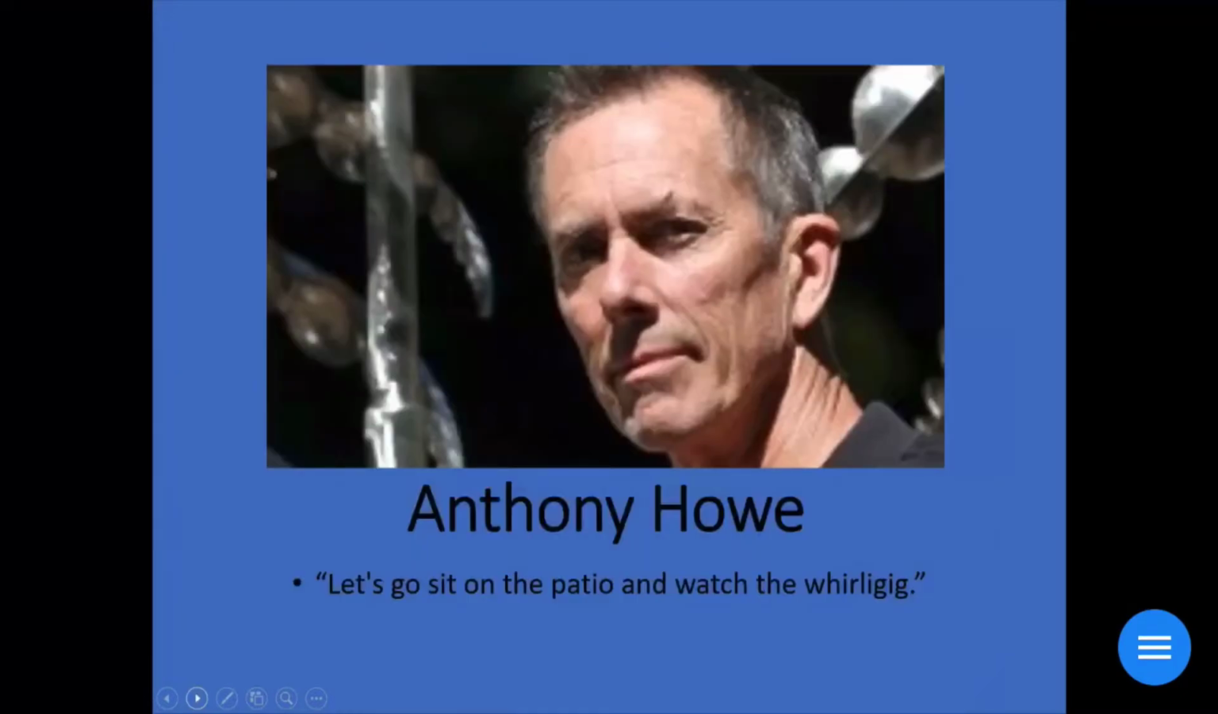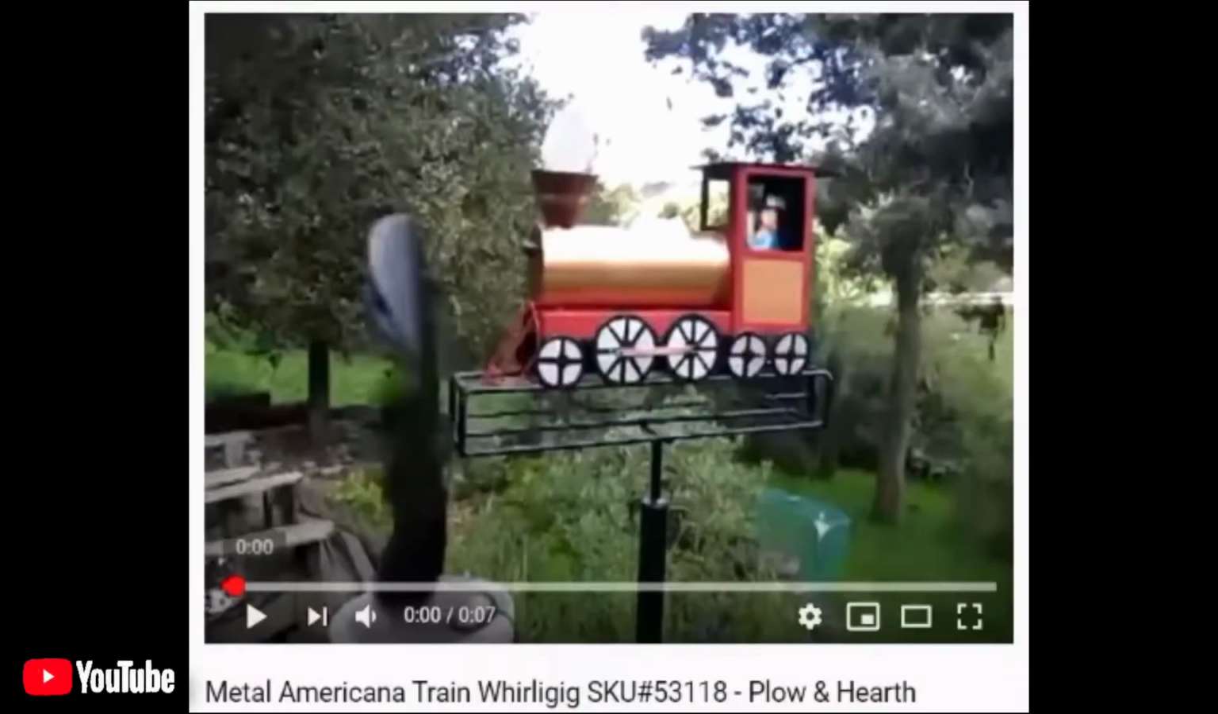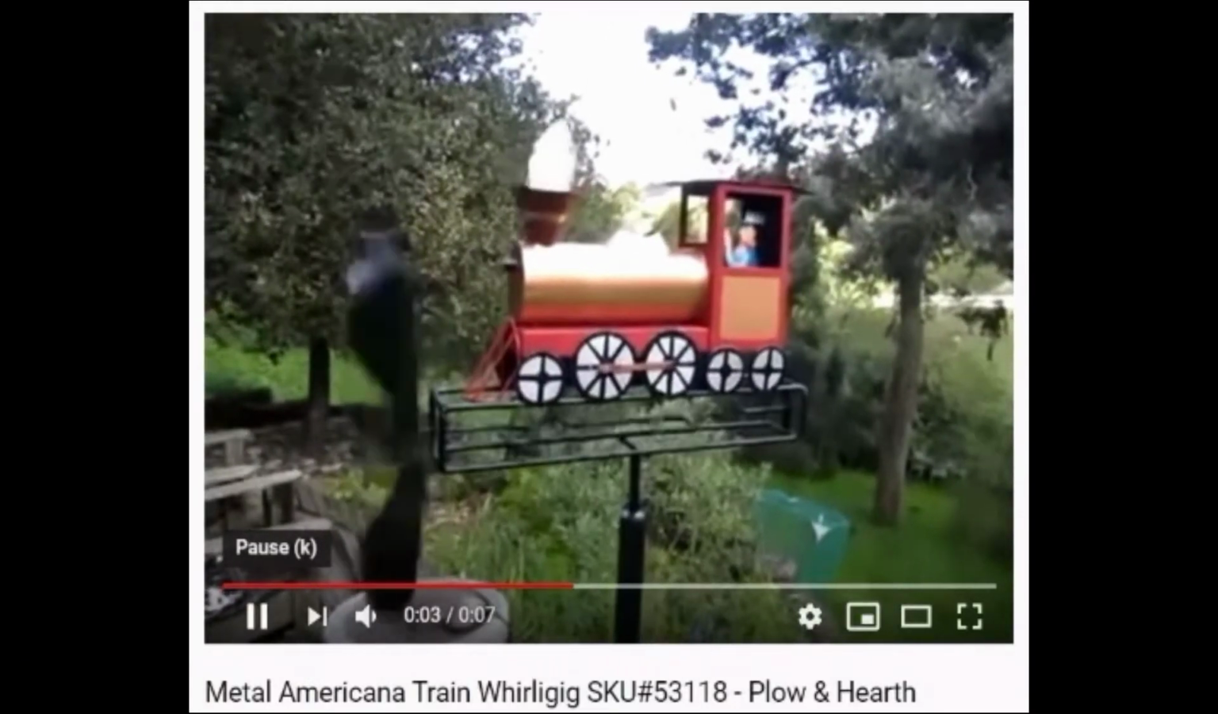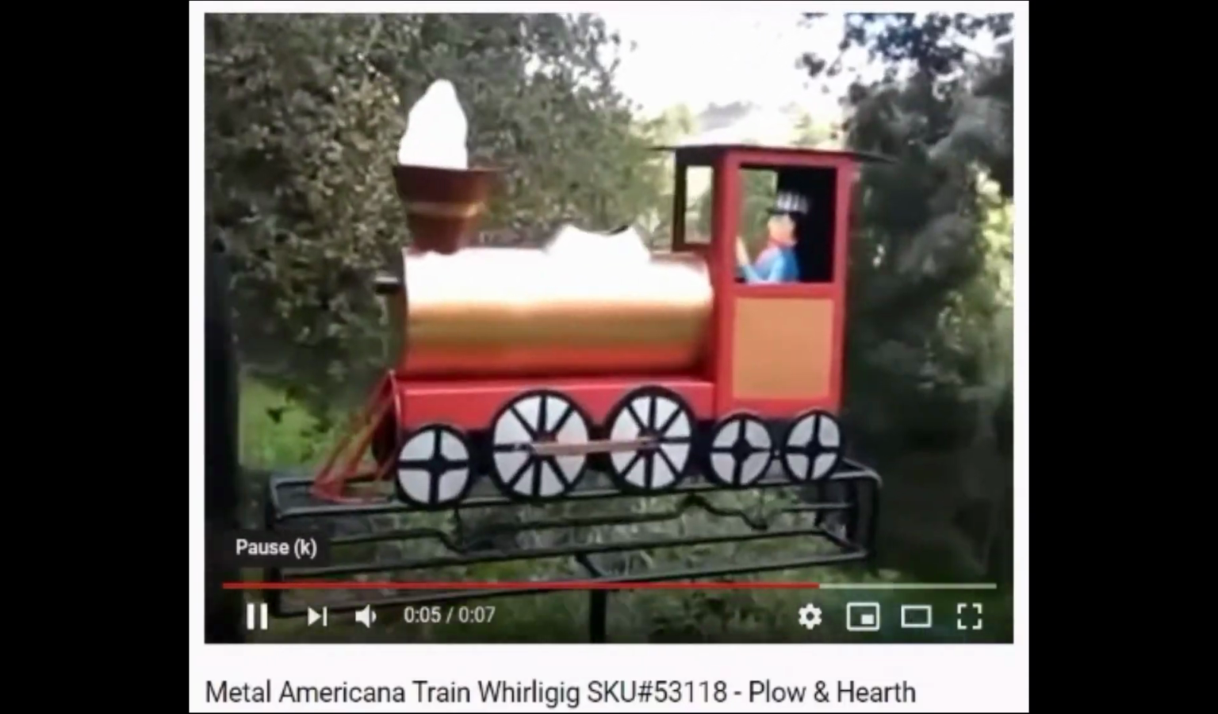I love this quote of his: "Let's go sit on the patio and watch the whirligig." So what is a whirligig? It's something that the wind blows, like the propeller on this train, and causes movement.